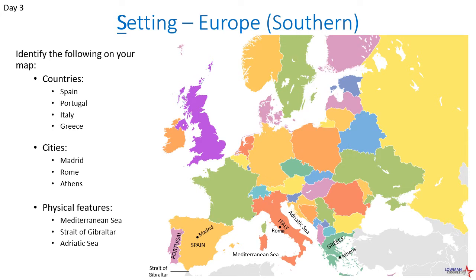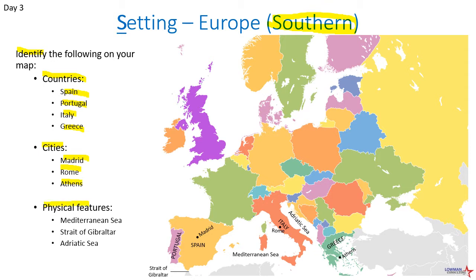Let's get the highlighter out. You're going to label this Southern. And what you need to know about the southern part of Europe is you need to be able to identify the countries of southern Europe, which include Spain, Portugal, Italy, Greece, and the cities are Madrid, which is in Spain, Rome, which is in Italy, and Athens, which is in Greece.